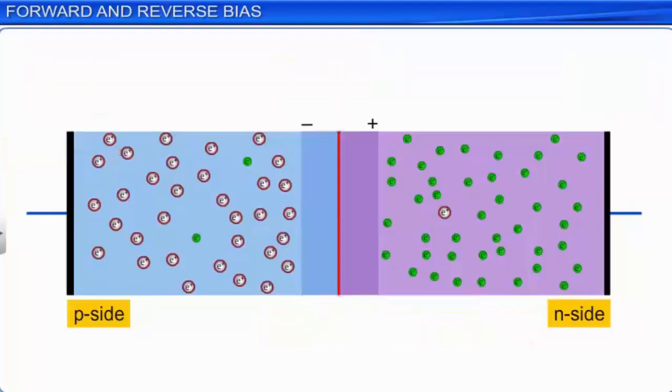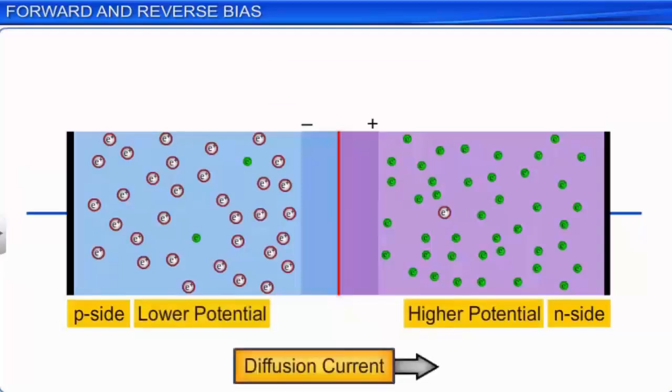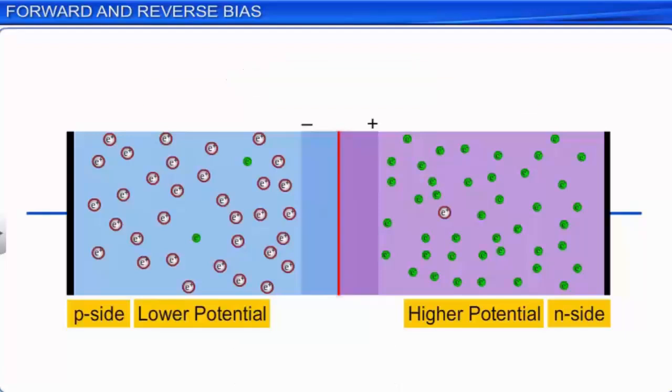We have also learned that when the diode is not connected to the battery, the n side is at a higher potential and the p side is at a lower potential, and the diffusion current and drift current across the p-n junction are opposite in direction and equal to each other at equilibrium.